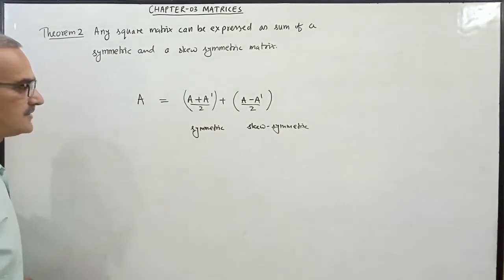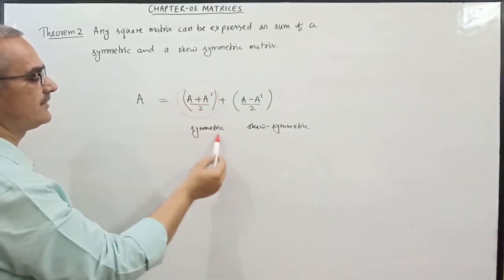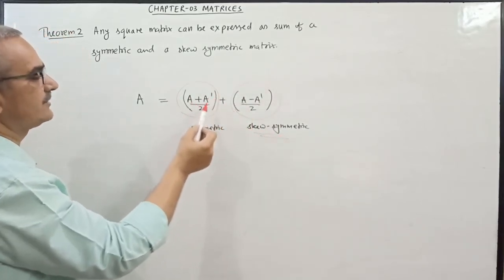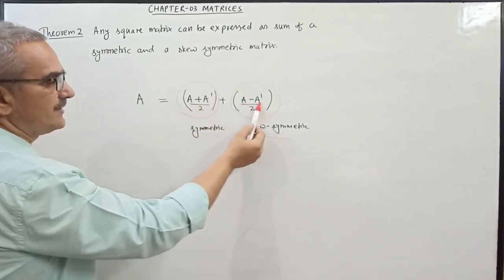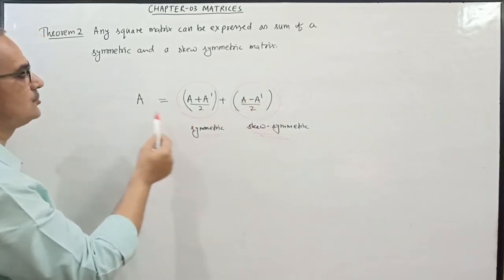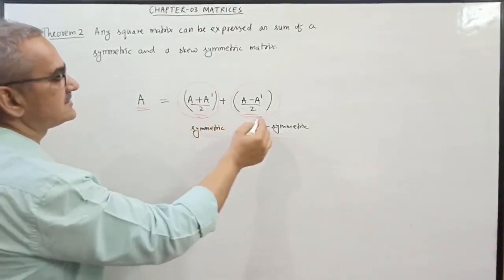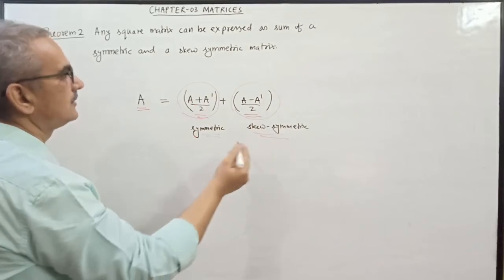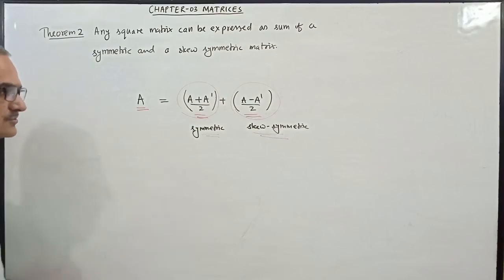So this matrix A is the sum of two matrices in which the first one is symmetric and the second one is a skew symmetric matrix. A plus A dash is symmetric, so that's why A plus A dash by 2 is also a symmetric matrix. Similarly, A minus A dash is skew symmetric, so A minus A dash by 2 is a skew symmetric matrix. So in this way you can split a square matrix A as a sum of two matrices in which one of them is symmetric, another is skew symmetric. Okay, its proof is not in your course.